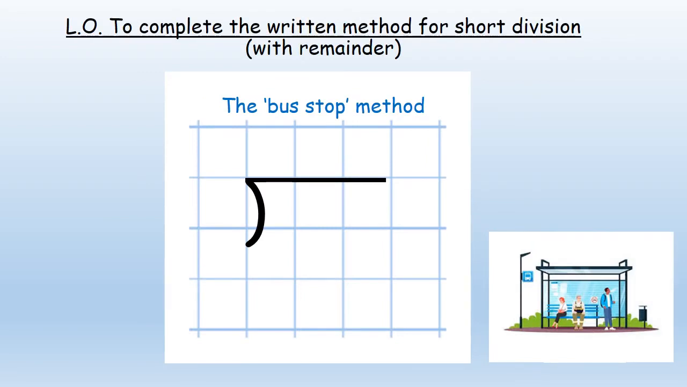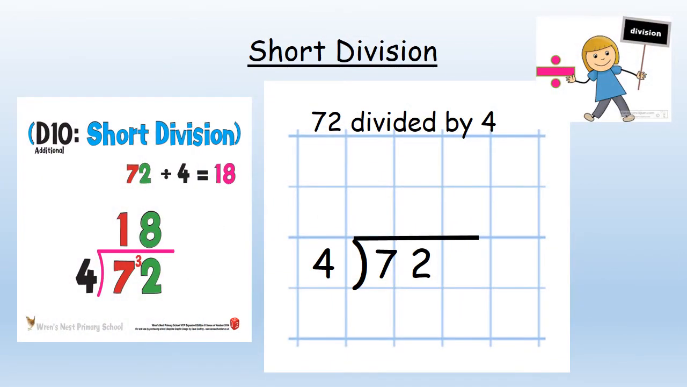Do you remember from our last lesson what the bus stop method is? Have a look at this symbol. It's when you write the sum around this symbol as a quick way of jotting down. I'll show you how to do it on the next page. So this is how you set out your sum for the model on the left. The sum is 72 divided by 4. Putting 1 digit in each square, you put 72 inside the bus stop, and then on the outside of the bus stop, you put the 4.